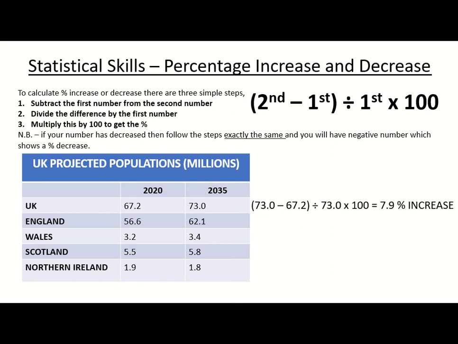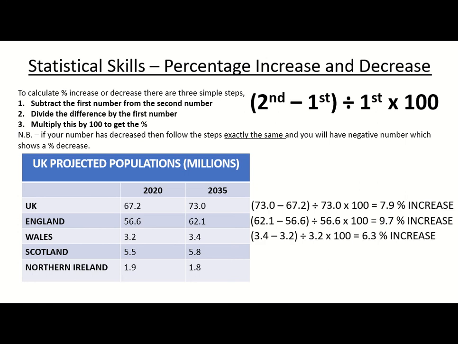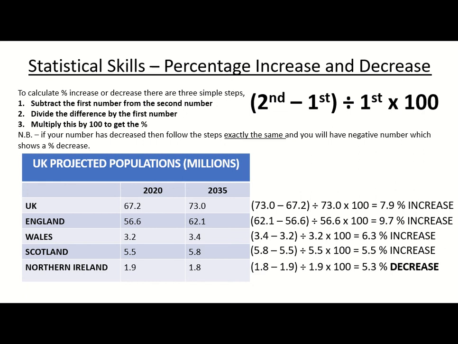Okay, so what you should have got is that the UK's population is going to increase by 7.9%. England's will be going up by 9.7%. Wales 6.3%. Scotland by 5.5%, and because we've got a minus figure, Northern Ireland is going to be going down by 5.3%. Okay, so that is what you should have got with regards to percentage increase and decrease.